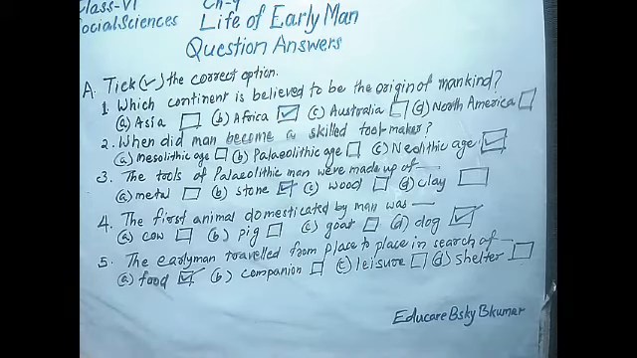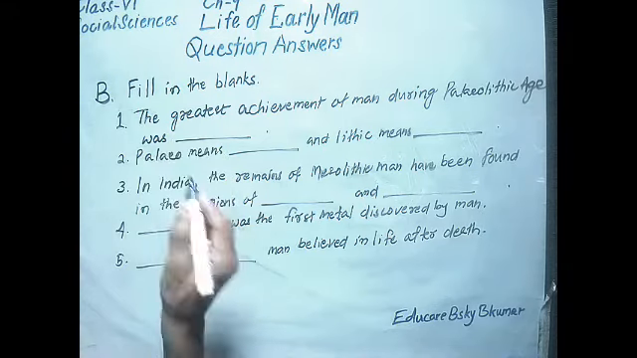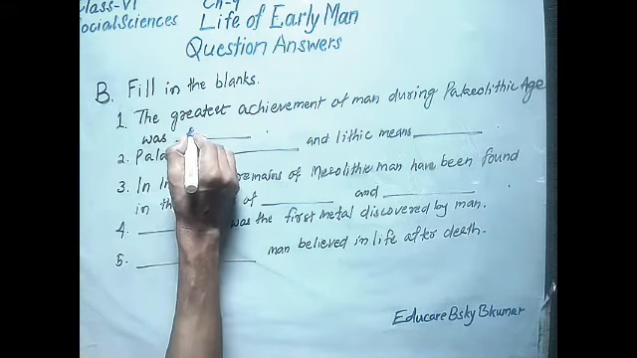So next come to the second question. B. Fill in the blanks. The first one is, the greatest achievement of man during Paleolithic age was. And what was the greatest achievement? So it was the fire, the discovery of, or the invention of fire.